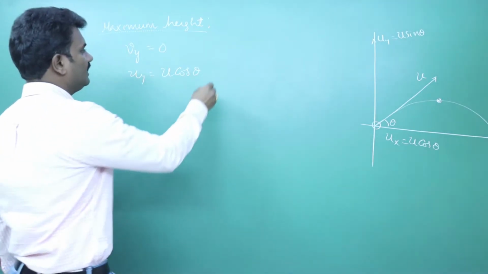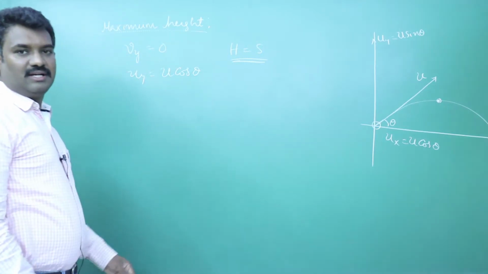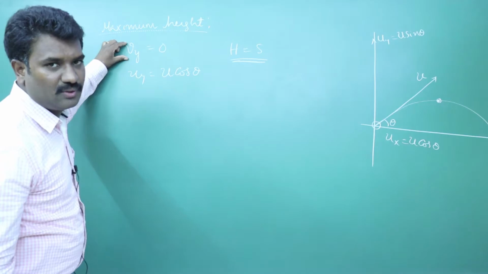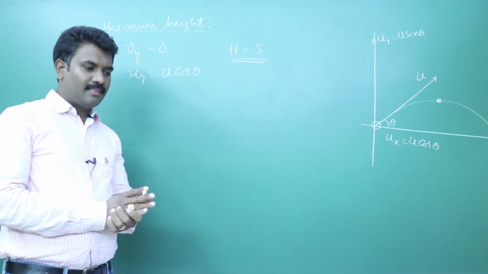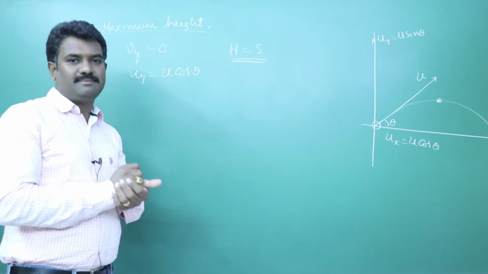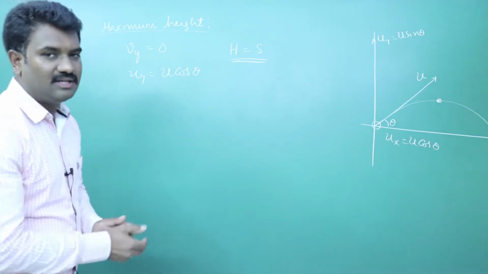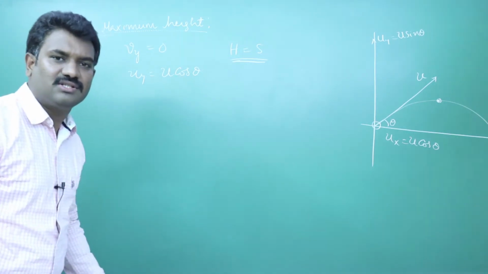Our target is to find h, which is our displacement. The moment when its vertical component becomes 0 is our maximum height. What is the maximum height? The vertical displacement of the object, the moment at which its vertical component of velocity becomes 0.